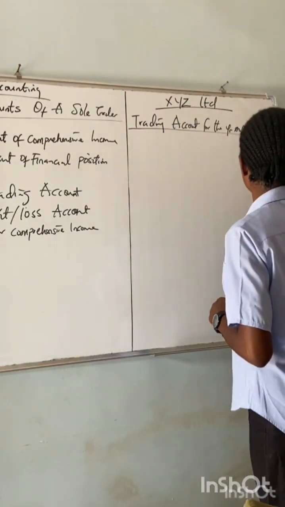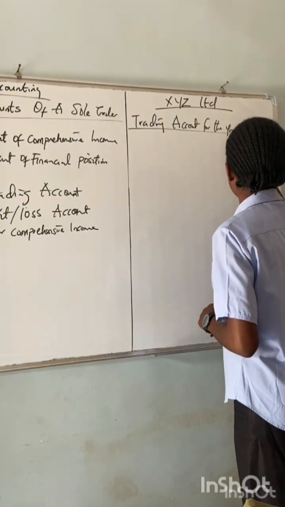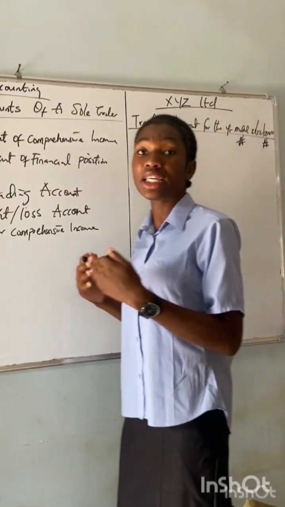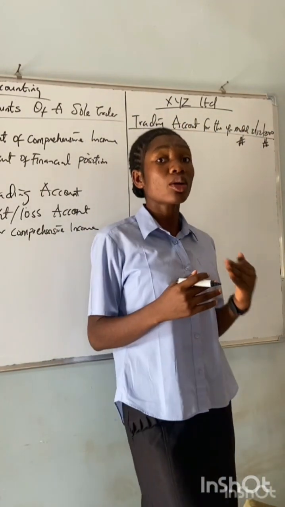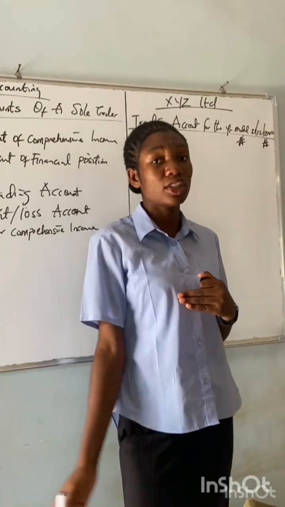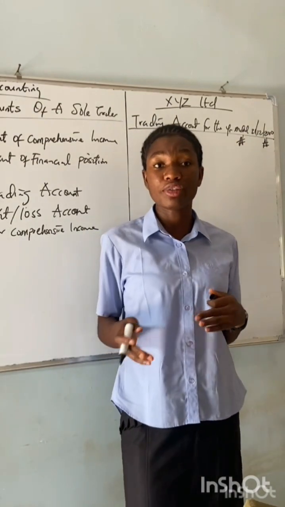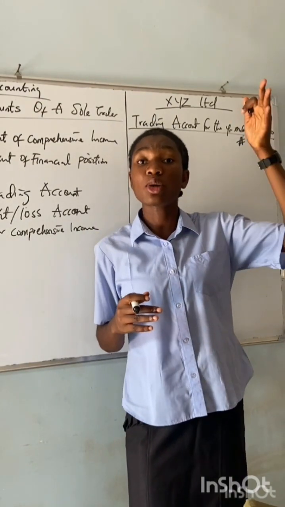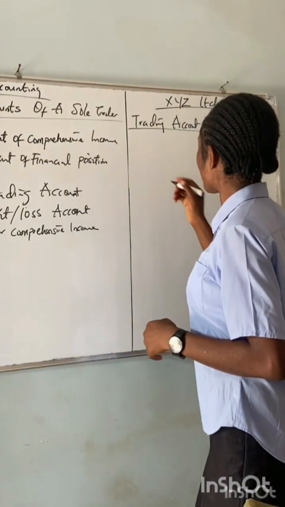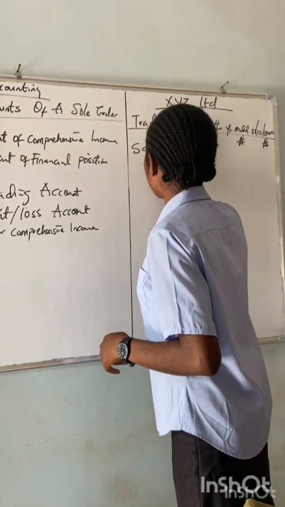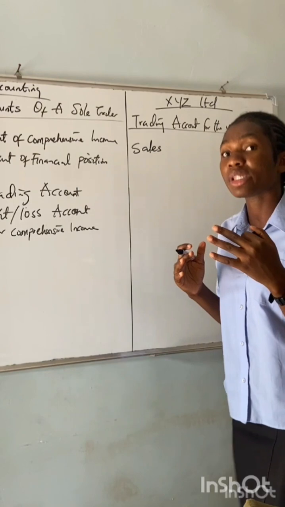Okay, and in the vertical method, what we do is we consider our income first, before we consider our expenses. Since we hope to make a profit, we bring in our income first. Now our income in this case includes our sales. Literally our major source of income is sales, right?